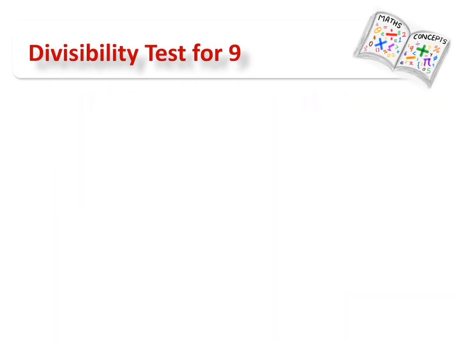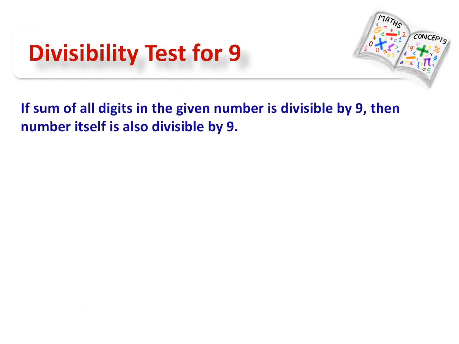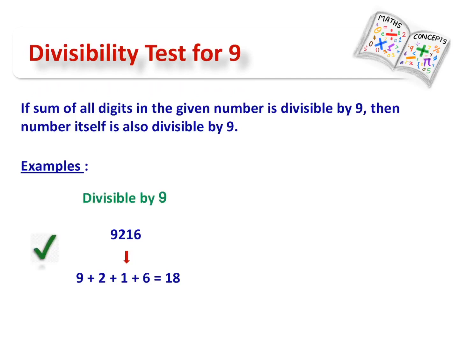Okay, now let's see the divisibility test for 9. It's very simple. If the sum of all digits in the given number is divisible by 9, then the number itself is also divisible by 9. Let's take a few examples. 9216. Here the addition of all digits, that is 9 plus 2 plus 1 plus 6, will give 18, and we know that 18 is a multiple of 9, and that's why we can say that the given number, 9216, is also divisible by 9.